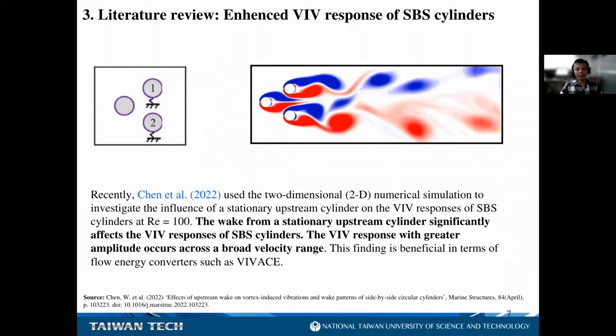To enhance the VIV response of tandem cylinders, Chen used a stationary cylinder with the same diameter in a staggered position in front of the vibrating tandem cylinders. They performed this investigation using 2D numerical simulation at Re = 100. They found that the wake from the stationary upstream cylinder significantly affects the VIV response of tandem cylinders, and also the VIV response with the critical amplitude occurs across a broad velocity range. This finding is also beneficial in terms of flow energy converters such as VIVACE.